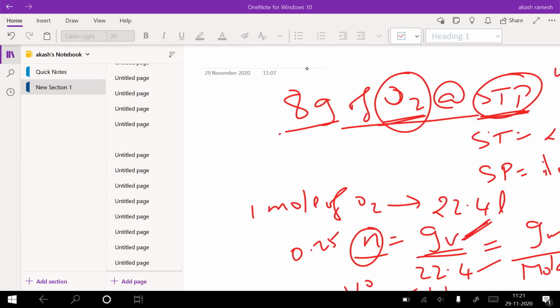What is this? Ideal gas? Yes, even if they don't specify anything, we will assume only ideal gas, because real gas calculations are very, very difficult. So we'll assume whatever gas is given to be an ideal gas.